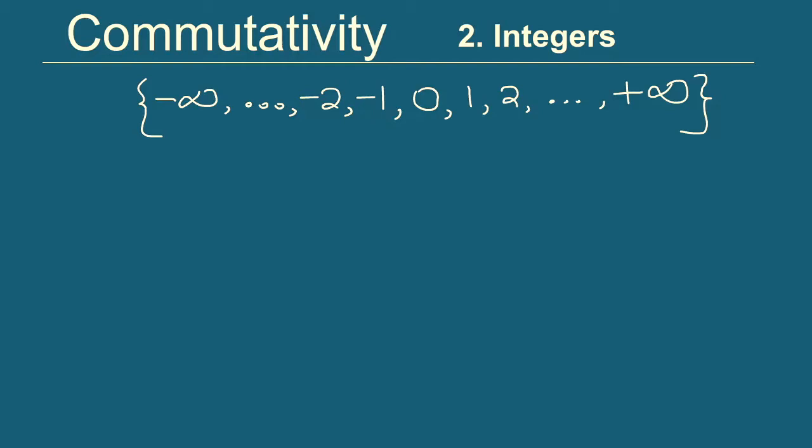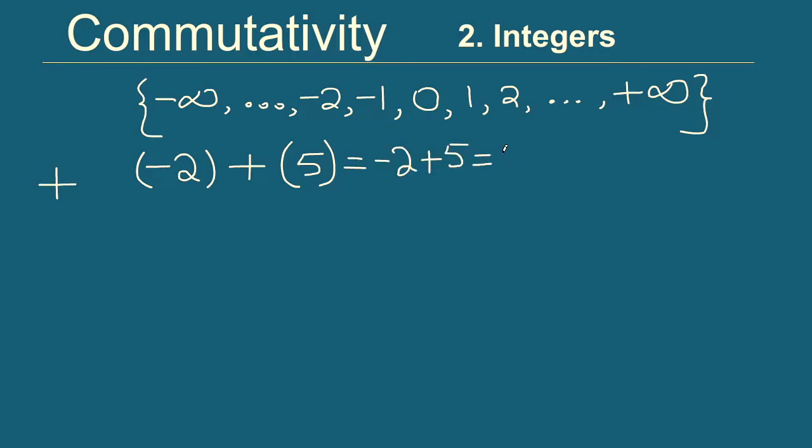So we will again understand commutativity for integers for 4 operations: addition, subtraction, multiplication, and division. So let's start with addition. So let's take 2 integers. Let's take one negative integer, minus 2, and let's add a positive integer, maybe 5. So what happens when we do this? Well, this is simply minus 2 plus 5, which will be 3.